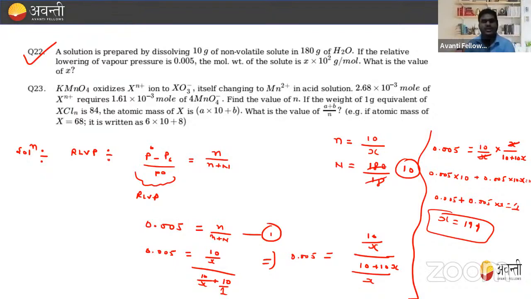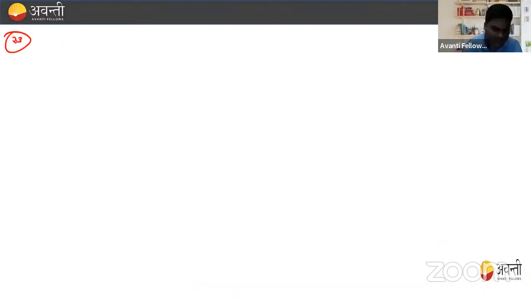In question number 23, KMnO4 oxidizes X^n+ ion to XO3^-, itself changing to Mn^2+ in an acidic solution. 2.68 millimoles of X^n+ required 1.61 millimoles of KMnO4. Find the value of n. The equivalent weight of the chloride XCl2 is 84. The atomic mass of X is A into 10 plus B. What is the value of (A plus B) upon n? Right, so you have to calculate this value. Now let's see how you will calculate.